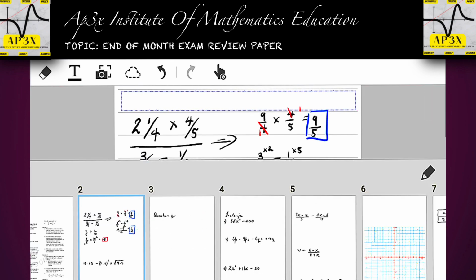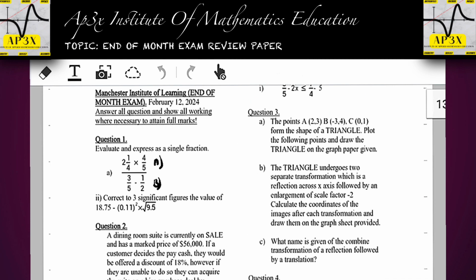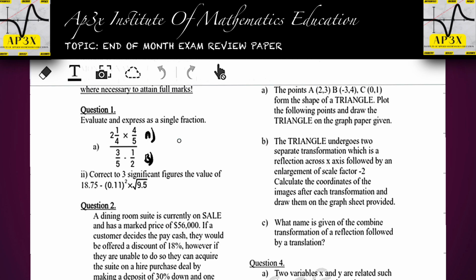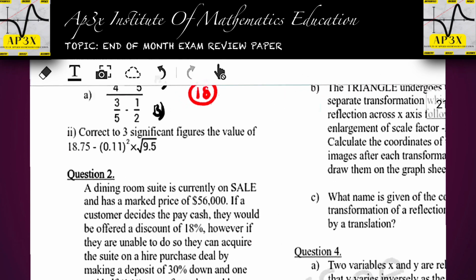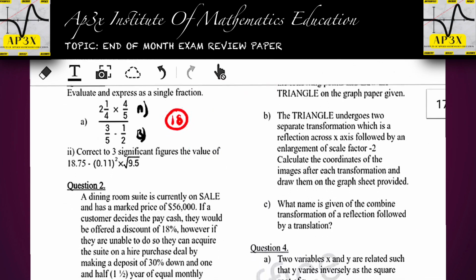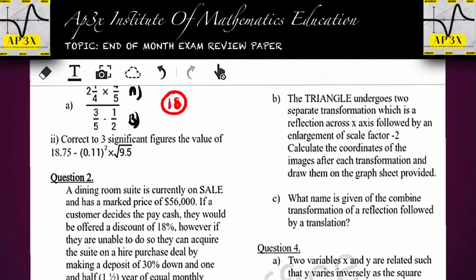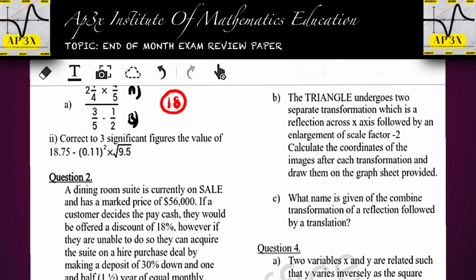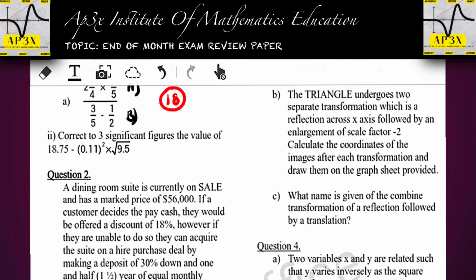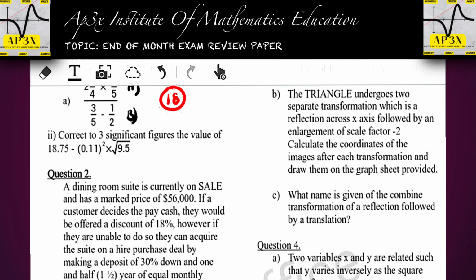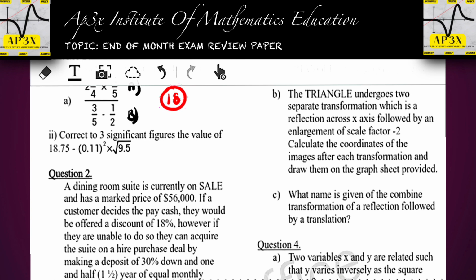All right, let's go back to the exam paper here. So we have a final answer of 18. Next, we have part (a)(ii): correct to 3 significant figures, find the value of 18.75 minus 0.11 squared multiplied by the square root of 9.5.